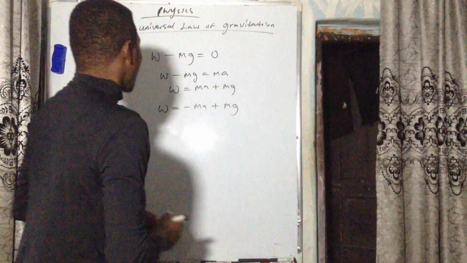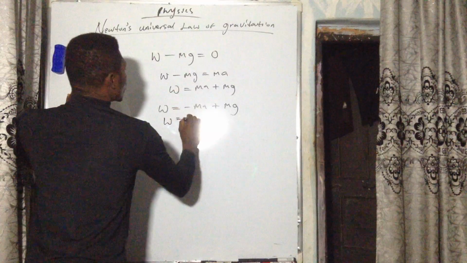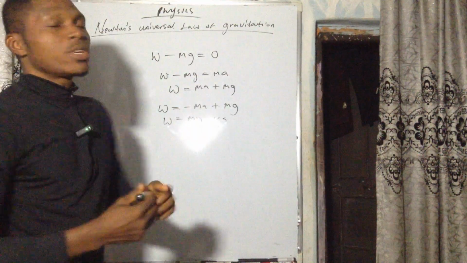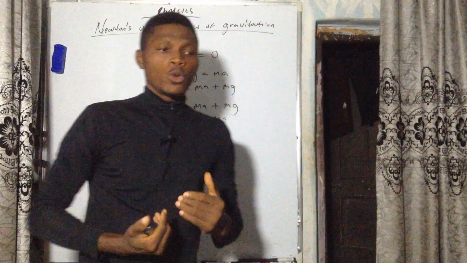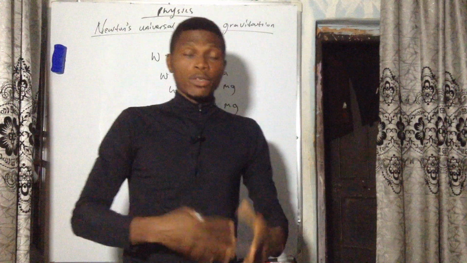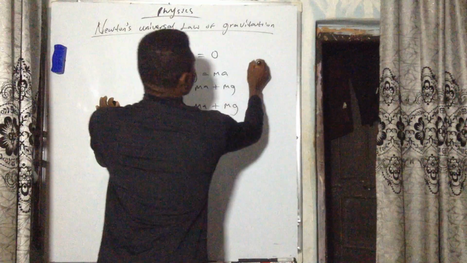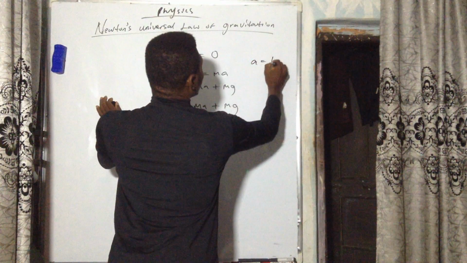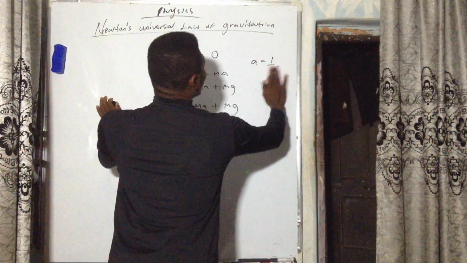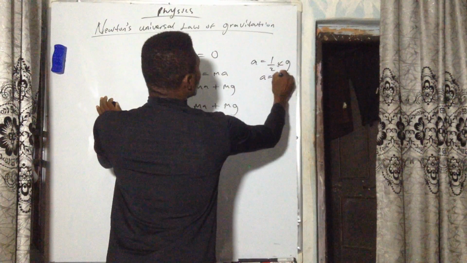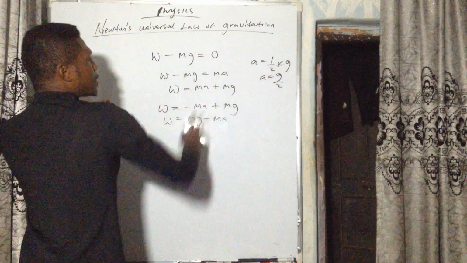Okay, so now W is equal to mg minus ma. So as the elevator is moving downwards, you see your weight will be reducing. Do you understand? It will be reducing. Let's say in the first case, the acceleration, you are moving with half g, that is g over 2, in the first case.